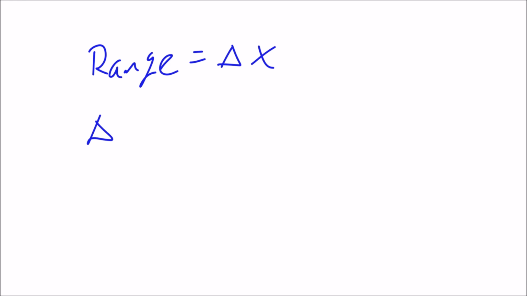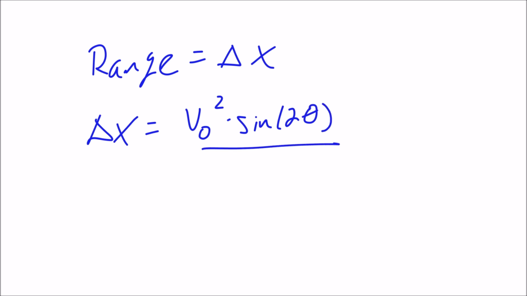Okay, the last thing that I need to talk about is that range equation that I referenced in our organizational tree earlier. When we say range in physics, we mean delta x. That's what range is. So the range equation says that delta x is equal to the initial velocity squared times the sine of 2 theta over positive little g.